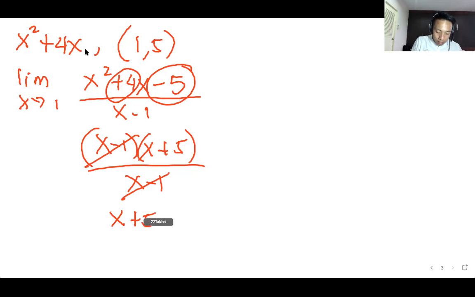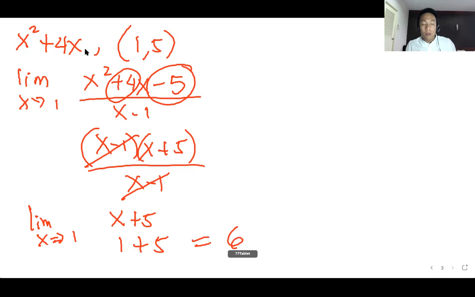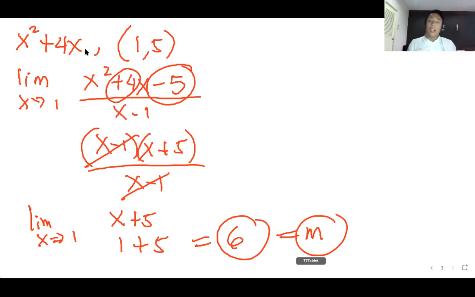And for this simplest form, we can now put the value of x. Yung given natin na 1 doon sa x approaching to a given number, which is 1. So I will put just like 1 plus 5. And 1 plus 5 equals 6. And this will be the tangent or the slope of the tangent. The slope of the tangent. Okay? This is for number 3.